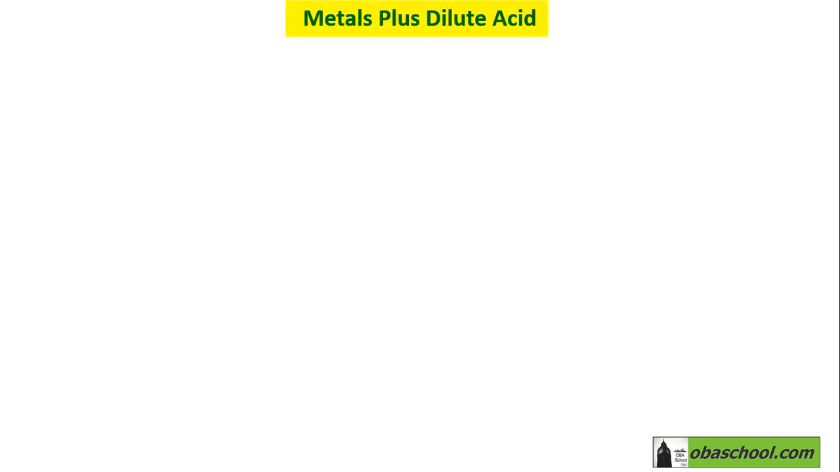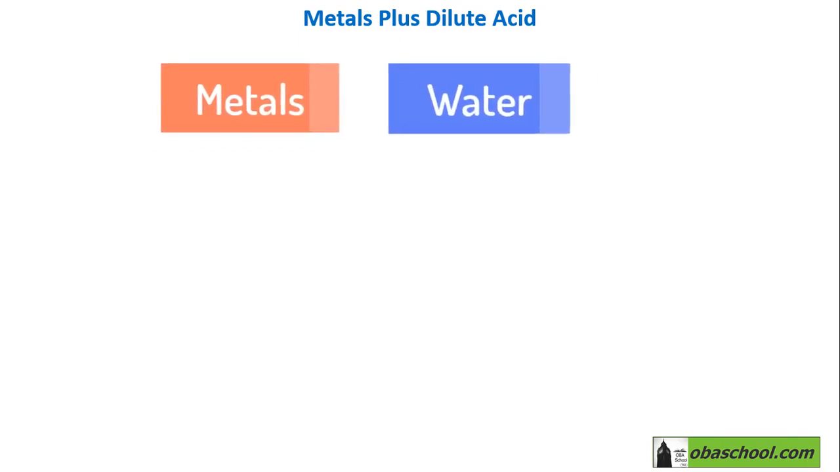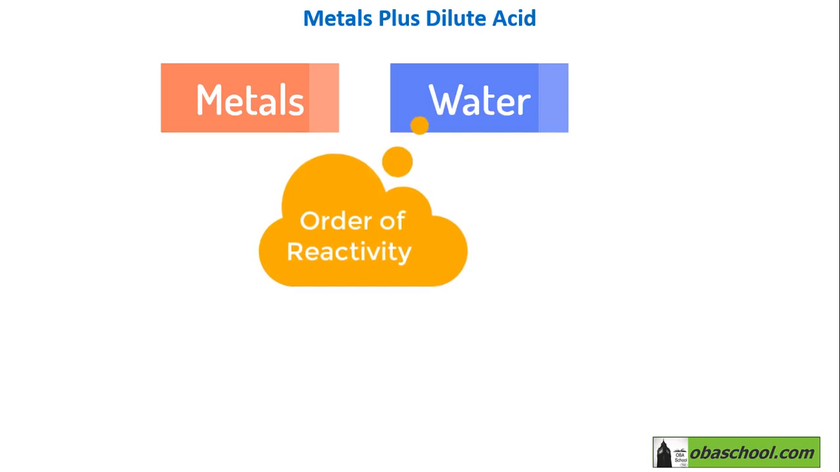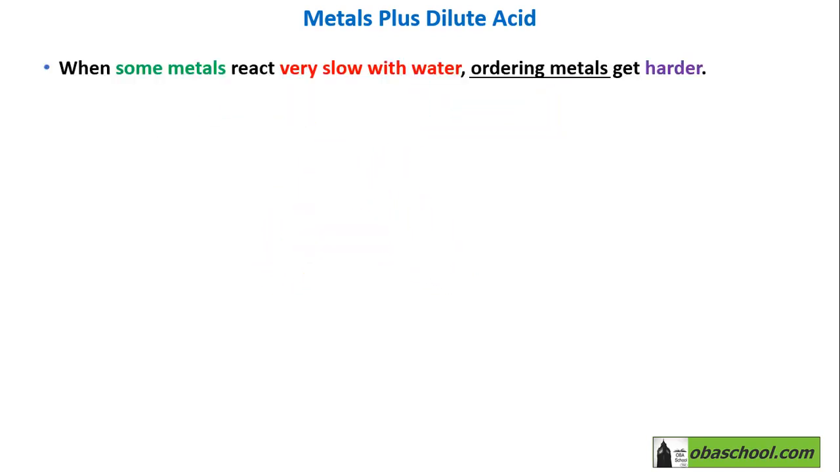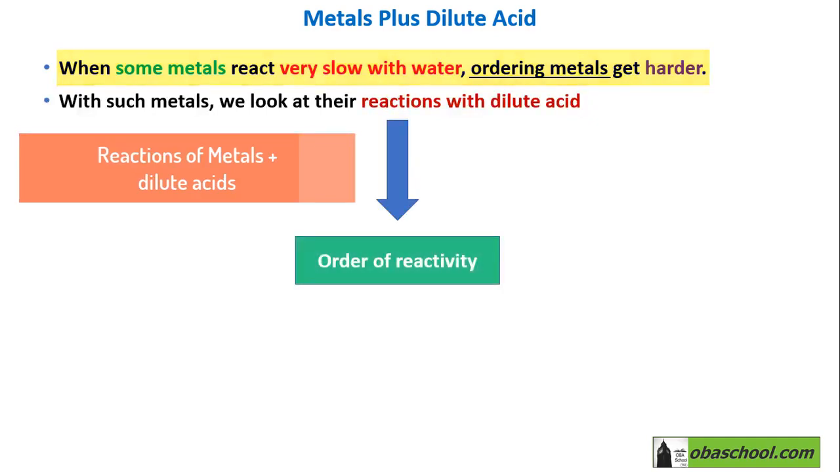We have already seen in previous tutorials how metals react with water and that you can use observations of these reactions to place the metals into an order of reactivity. However, where the reactions are very slow with water, the task of ordering the metals is difficult. With these metals, which are very slow with water, we can look at the reactions with dilute acids in order to arrive at an order of reactivity.